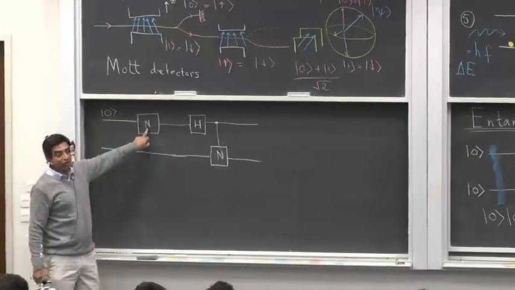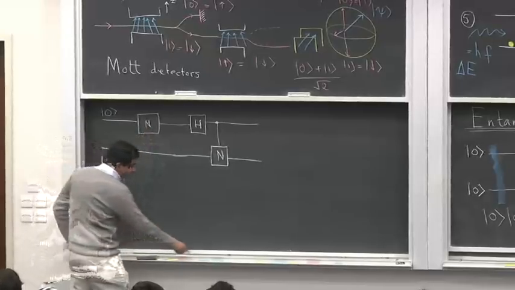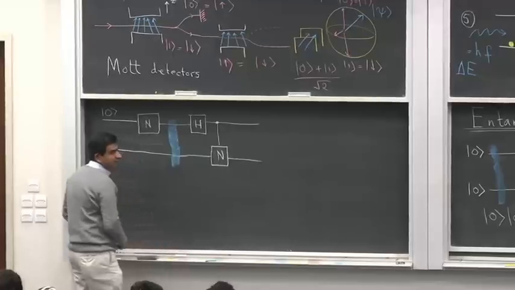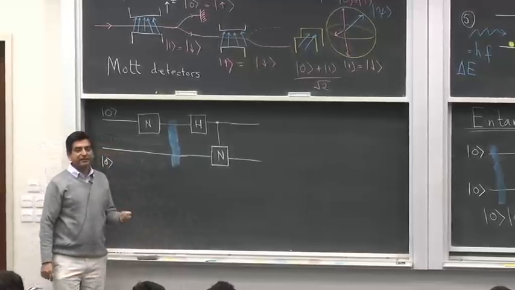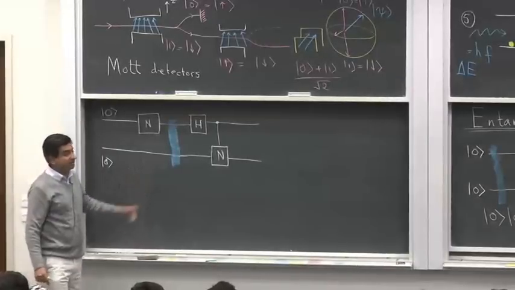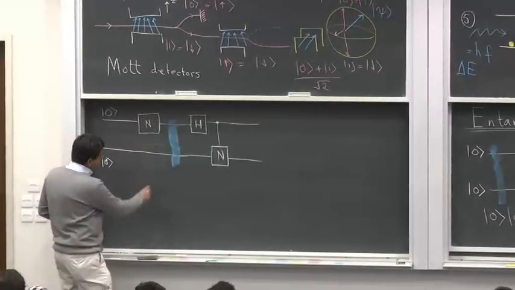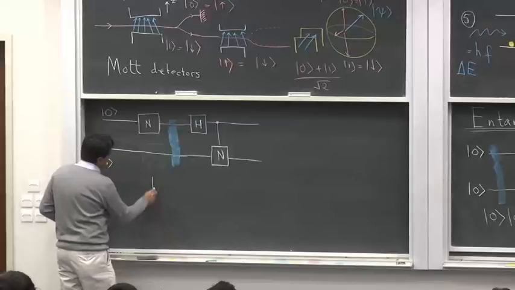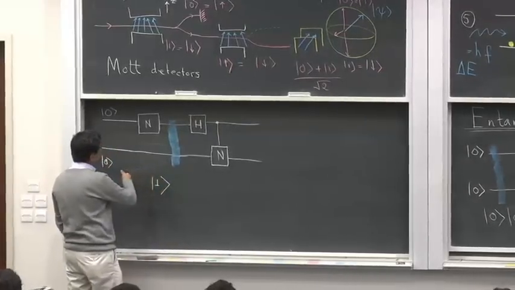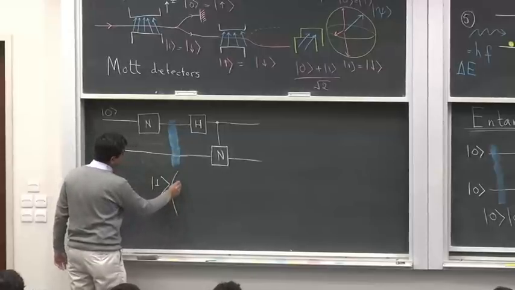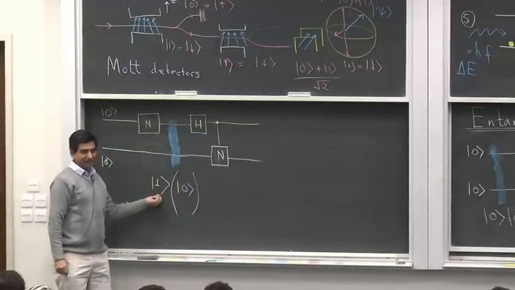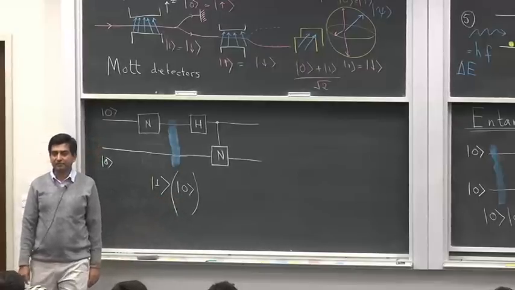Now I do a NOT gate on the first qubit. I would like to write this state over here. First question is, before writing the state, would the state be separable over here? Yes, because I know what the first qubit is. It's ket 1. The second qubit is still 0. So I know what the first qubit is, I know what the second qubit is.